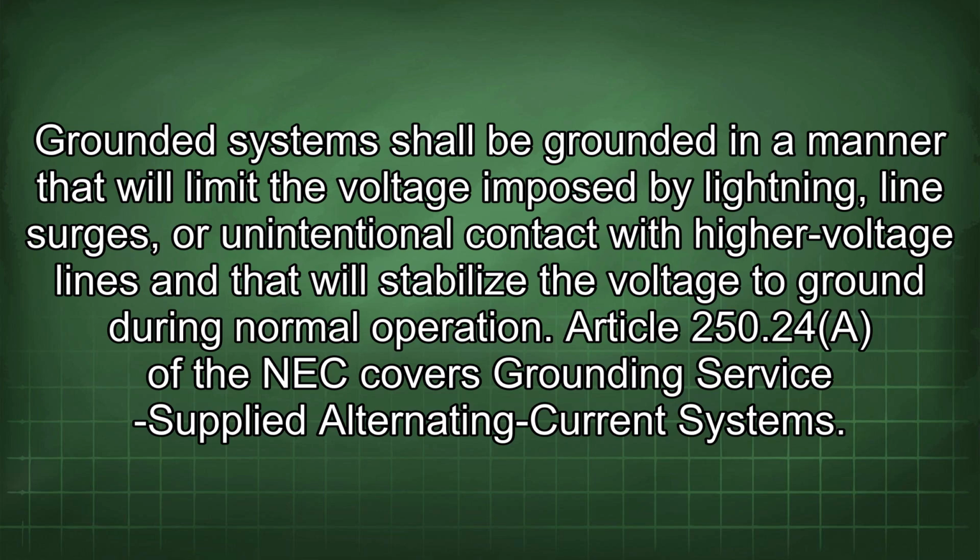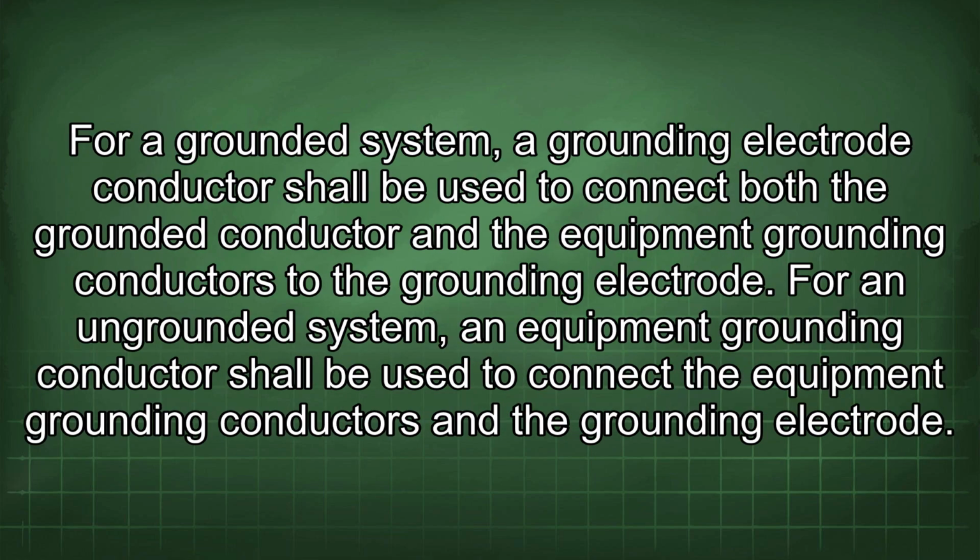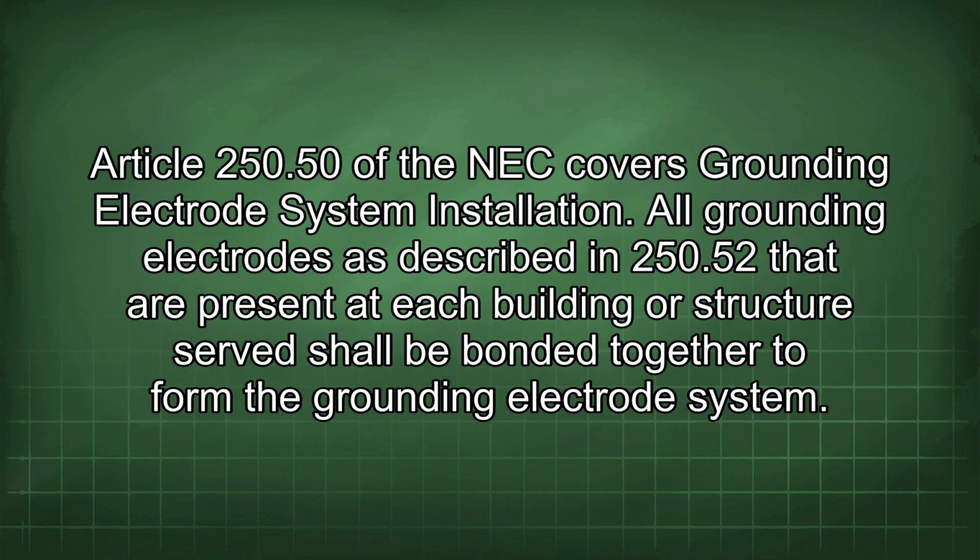Article 250.24 of the NEC covers grounding service-supplied alternating current systems. For a grounded system, a grounding electrode conductor shall be used to connect both the grounded conductor and the equipment grounding conductors to the grounding electrode. For an ungrounded system, an equipment grounding conductor shall be used to connect the equipment grounding conductors and the grounding electrode. Article 250.50 of the NEC covers grounding electrode system installation. All grounding electrodes as described in 250.52 that are present at each building or structure served shall be bonded together to form the grounding electrode system.